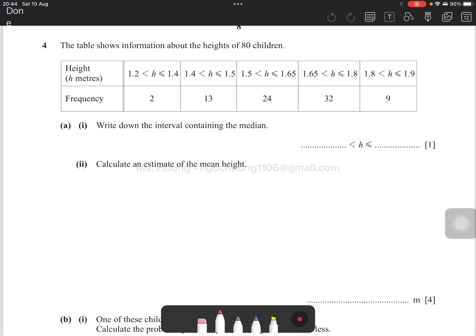Question 4. The table shows information about the height of 80 children, which means n equals 80. A. Write down the interval containing the median. To find the position of the median, we use the formula n plus 1 over 2. In this case, n is 80, so 80 plus 1 over 2, which is 81 divided by 2, is 40.5, which means the median is the value between the 40th and the 41st value.